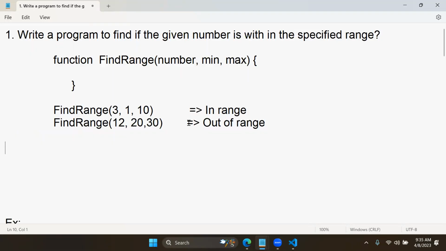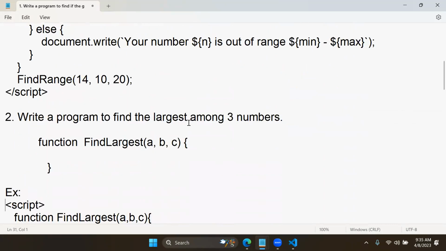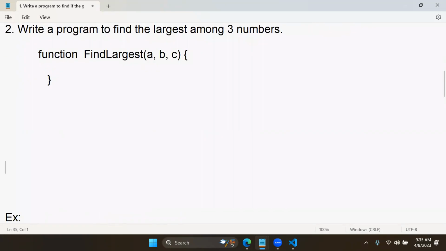Okay. Now write this condition, second one. Second one, write a program to find the largest among 3 numbers: A, B, C.